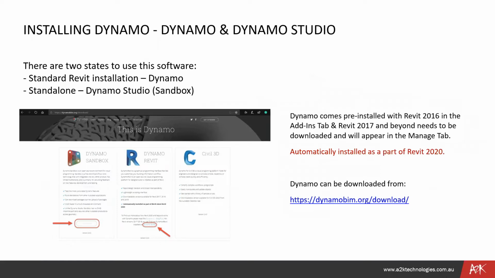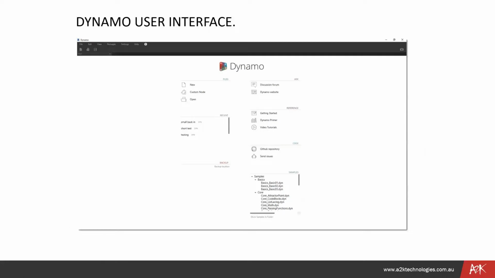So installing Dynamo, you really don't need to worry too much about installing Dynamo now if you are on anything later than 2020. I think even one of the updates in 2019 did make it part of the Manage tab. Before, you did need to download it. There is a link there and you can download it and install that on your Revit. But generally, if you're on anything later than 2019, you don't really need to worry about it. It will come automatically with Revit. We'll just go through a bit of the interface, basically.